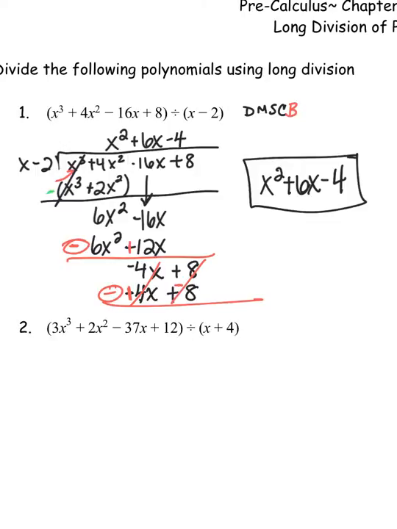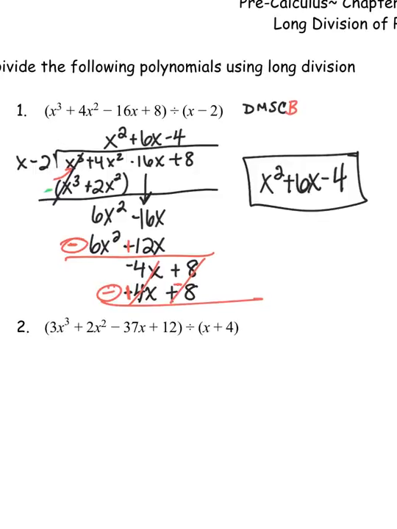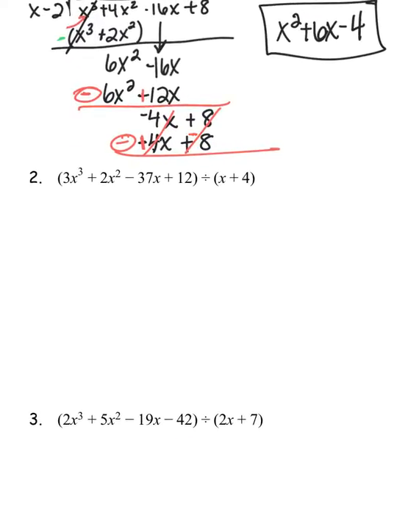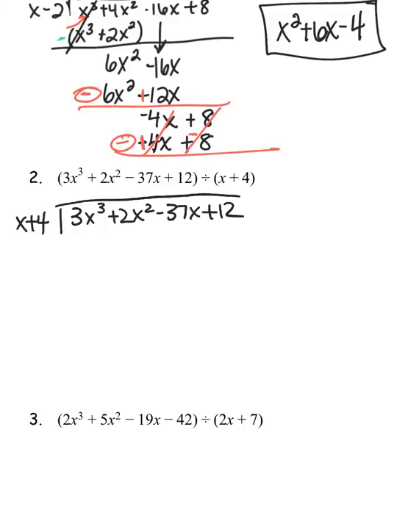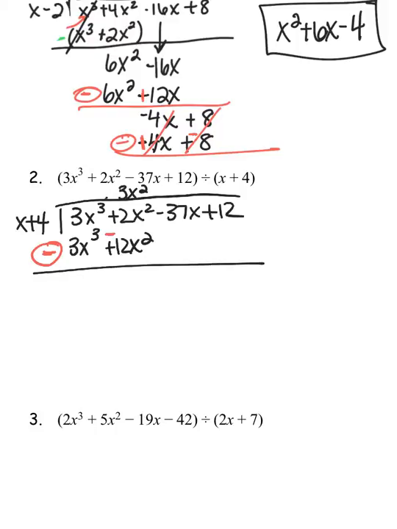Okay, let's do another one. Here we go. 3x cubed plus 2x squared minus 37x plus 12 divided by x plus 4. x goes into 3x cubed 3x squared times. So now we multiply: 3x cubed plus 12x squared. We subtract, change our signs. These cancel. We get negative 10x squared minus 37x because we have to bring down.